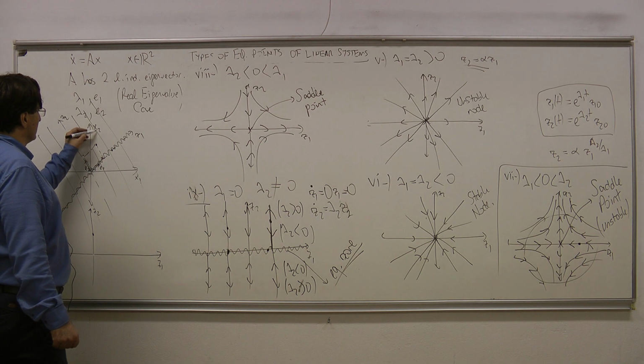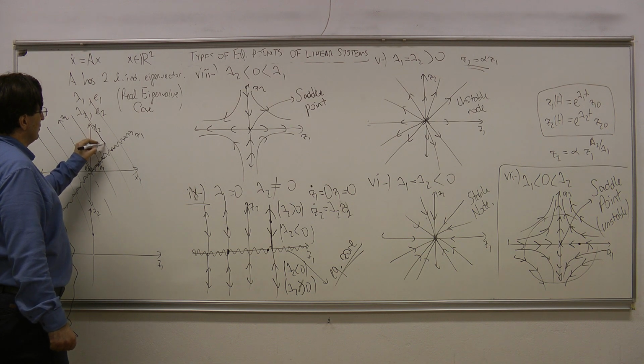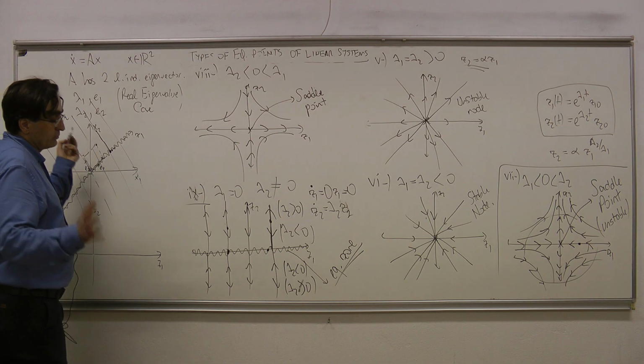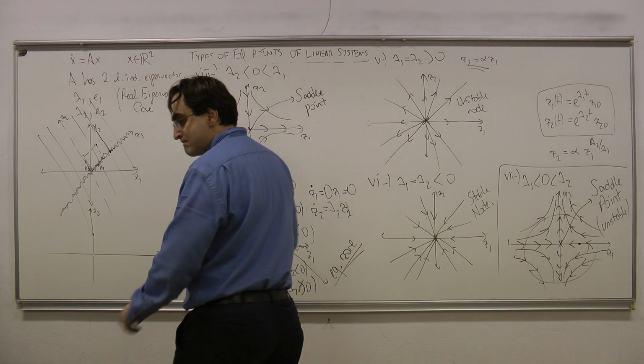Similarly, in the original coordinates, if I start the system here, and if the eigenvalue 2 is negative, the trajectory is going to travel on this line, end up here, and remain there forever. Okay.